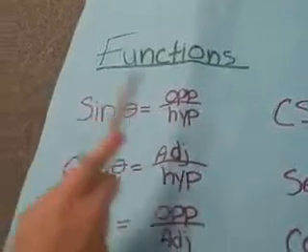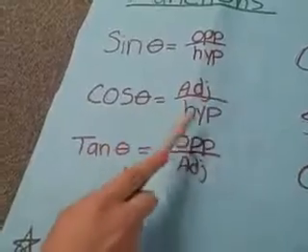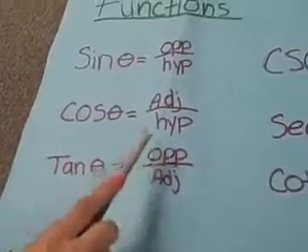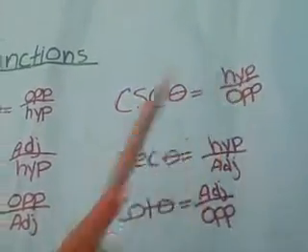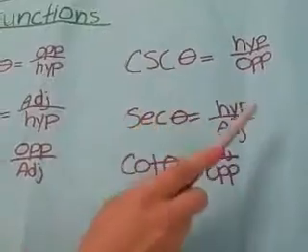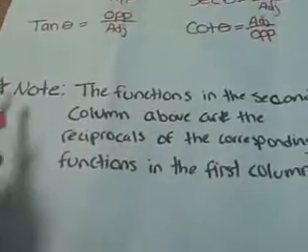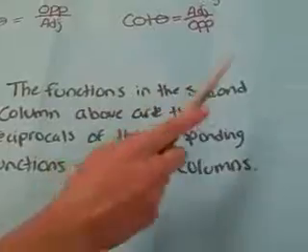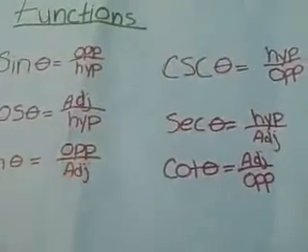Another part of the unit circle, as we said before, was the 6 trigonometric functions with right angles. So you start off with your functions, which is sine, which equals opposite over hypotenuse, cosine, which equals adjacent over hypotenuse, tangent, which equals opposite over adjacent, cosecant, which equals hypotenuse over opposite, secant, which equals hypotenuse over adjacent, and cotangent, which equals adjacent over opposite. Note that the functions in the second column above are the reciprocals of the corresponding functions in the first column. As you can see, these ones are flipped.